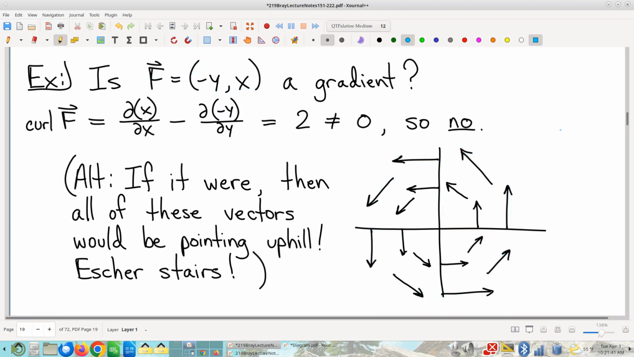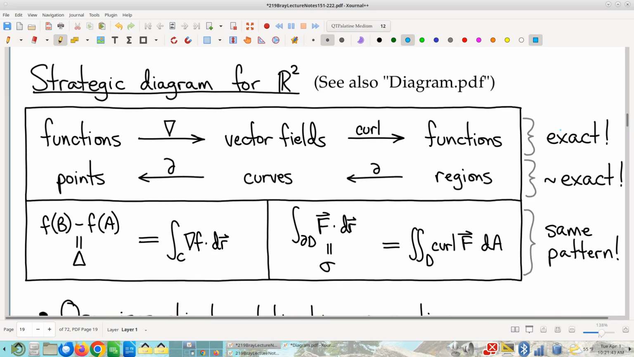Moving along. Okay, so this next little discussion, this is something I'm going to say is kind of mine. This is not in the book that I recall seeing. In fact, most multivariable calculus books don't have something like this. By the way, this, what I'm calling the strategic diagram for R2, is also available.